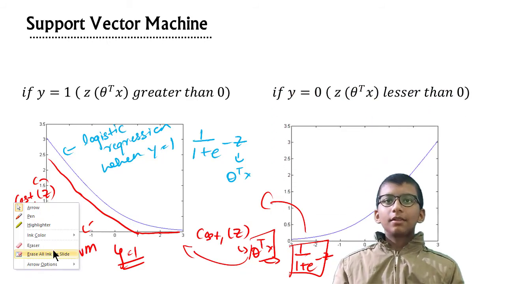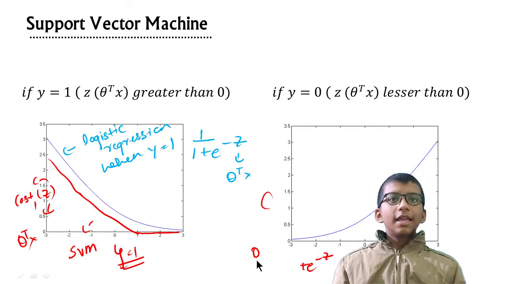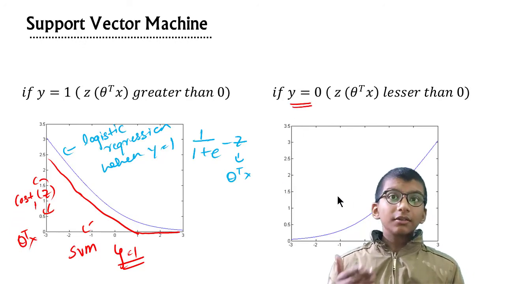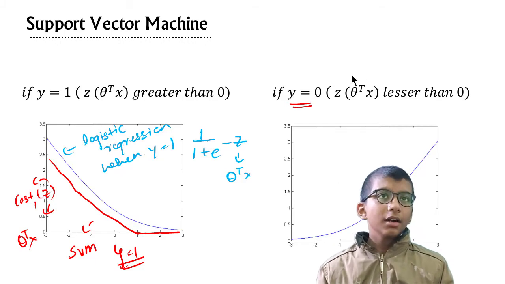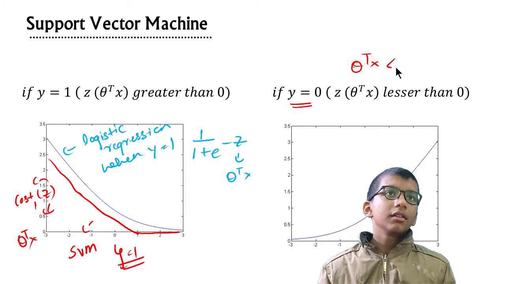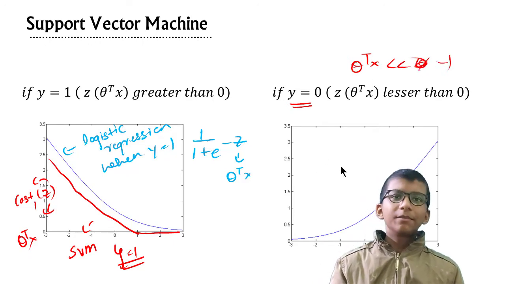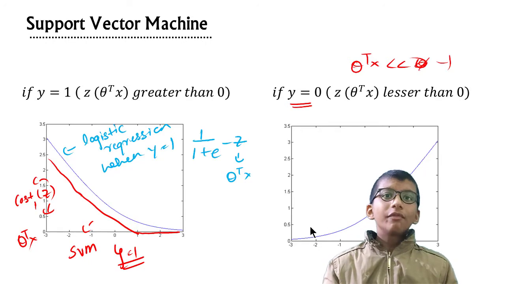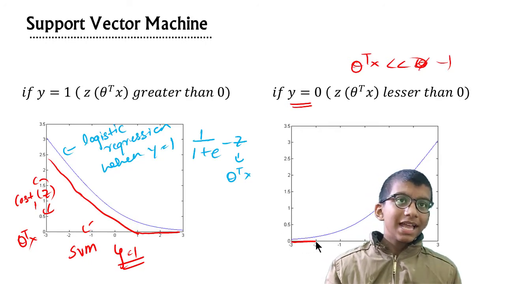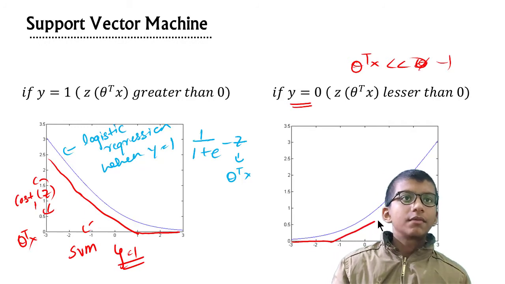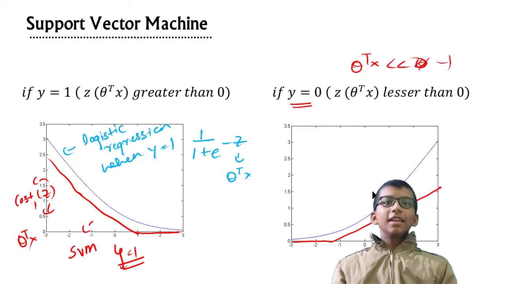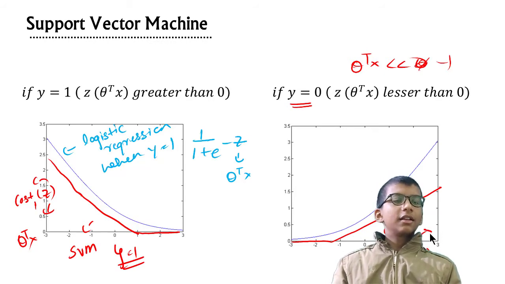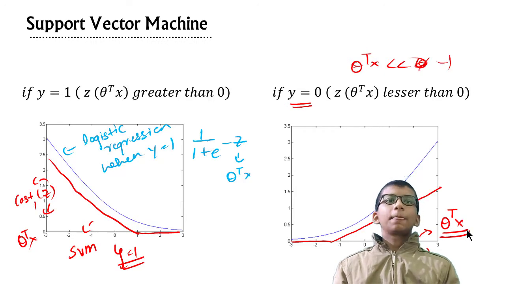And if our y equals 0, in logistic regression we have a diagram like that, and here theta transpose x would be far less than 0, or we can say minus 1. That is the case for logistic regression, and in the case of a support vector machine, it will go down and then go above, something like that. Here we usually denote this as cost 0 of z when y equals 0, and z here is theta transpose x. Nothing to worry about.